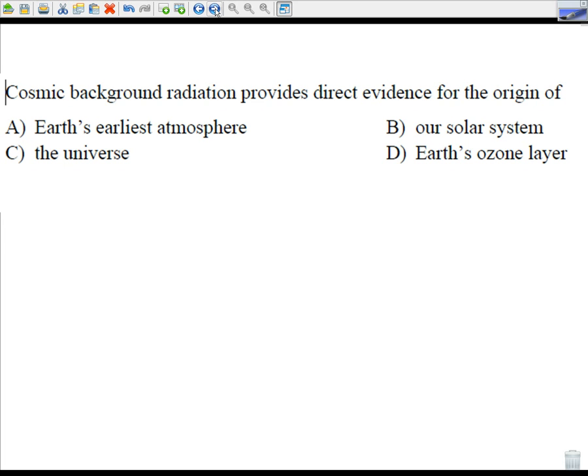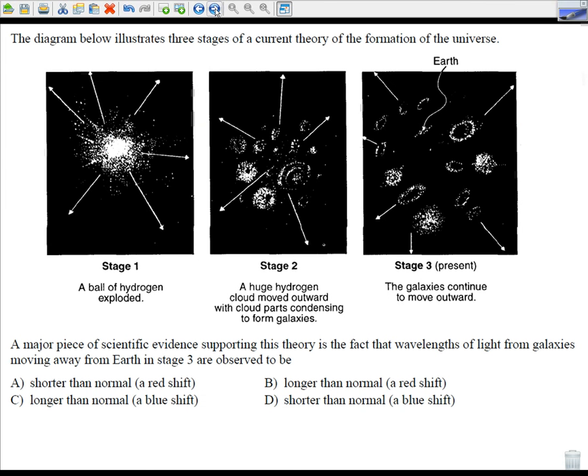Cosmic background radiation, that comes up quite often, provides direct evidence for the origin of, and what do you think? You can feel the tension, right? It'd be the universe. Cosmic background radiation from the universe expanding from the Big Bang. Take a moment to read this one. A major piece of scientific evidence supporting this theory is the fact that wavelengths of light from galaxies moving away from Earth in stage 3 are observed to be. So take a look. Let me show you where Earth is right over here. Stage 3, what would those wavelengths be doing? They would be longer than normal, which would be a redshift.